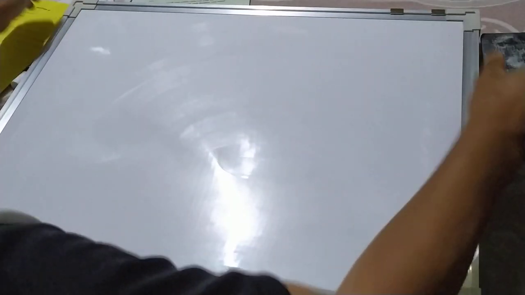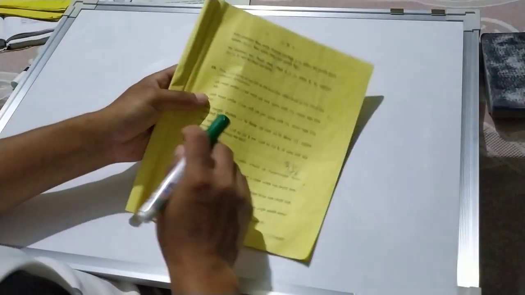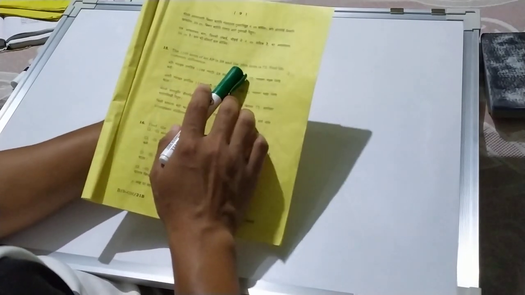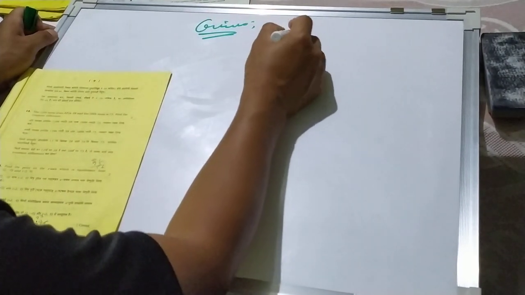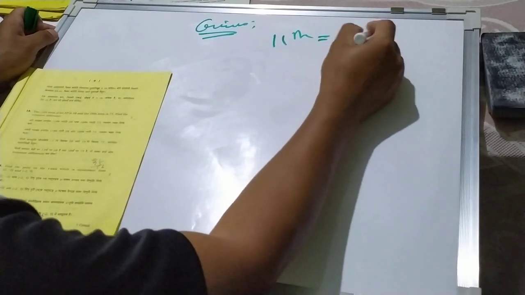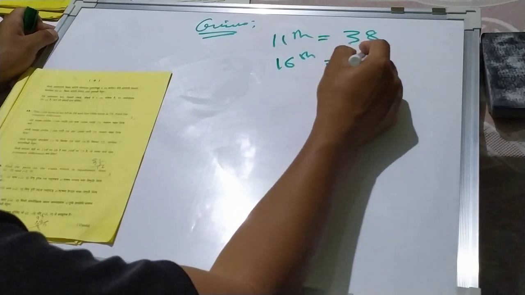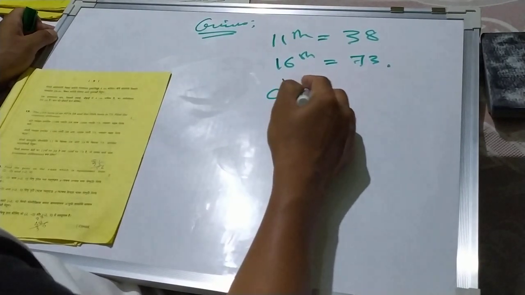Now let us solve another problem using the formula. 2019: The 11th term of an AP is 38 and the 16th term is 73. Find the common difference. Given: the 11th term is 38 and the 16th term is 73. Find the common difference d. Very good.